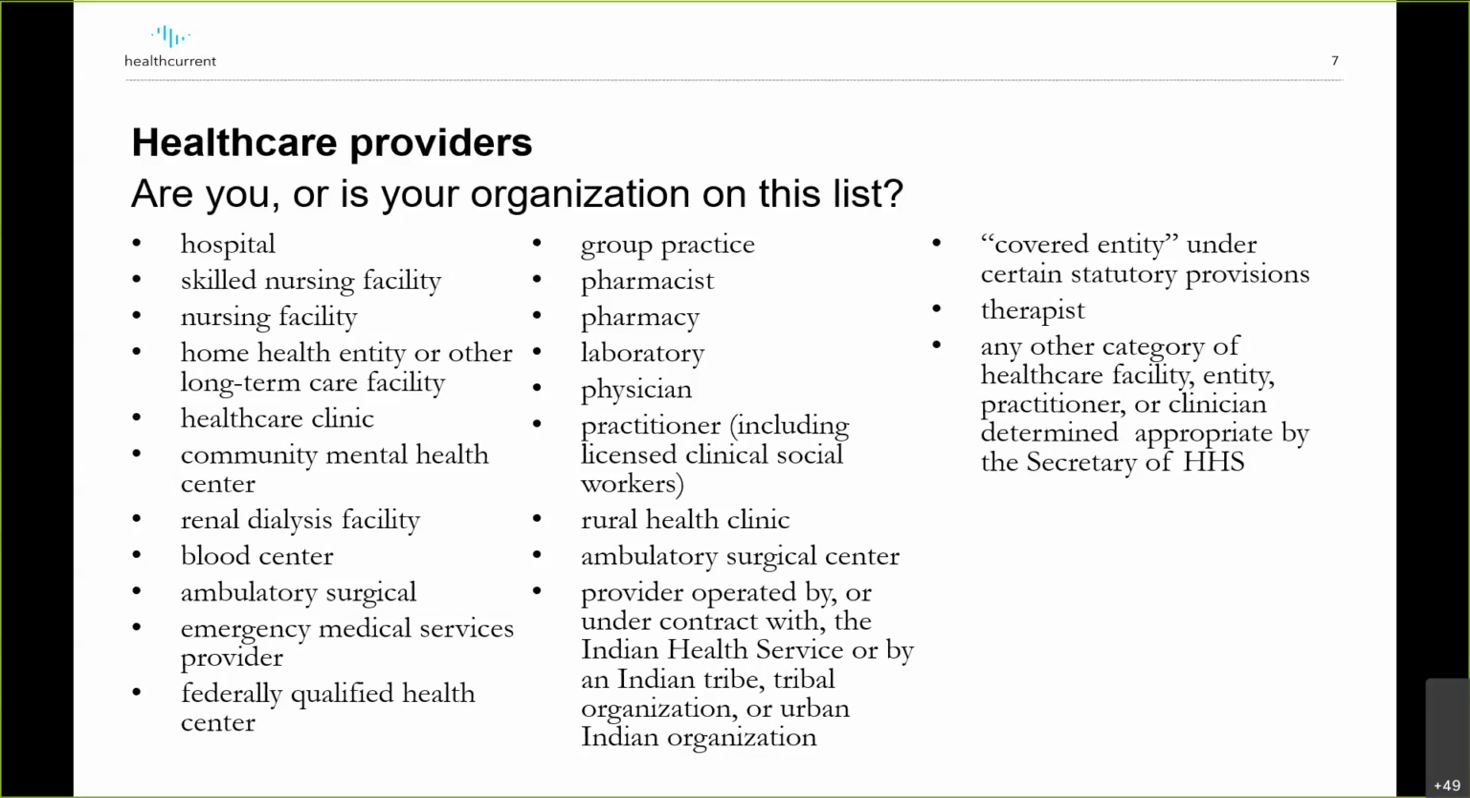So it does include our kind of classics like the hospital or healthcare clinics, ambulatory surgical centers, but also note that pharmacies, labs, and others like therapists are all covered in the definition of provider. So it's important to know whether or not your organization fits within that definition.